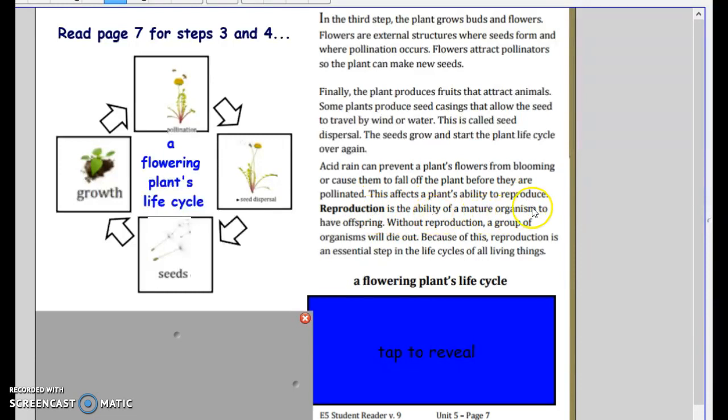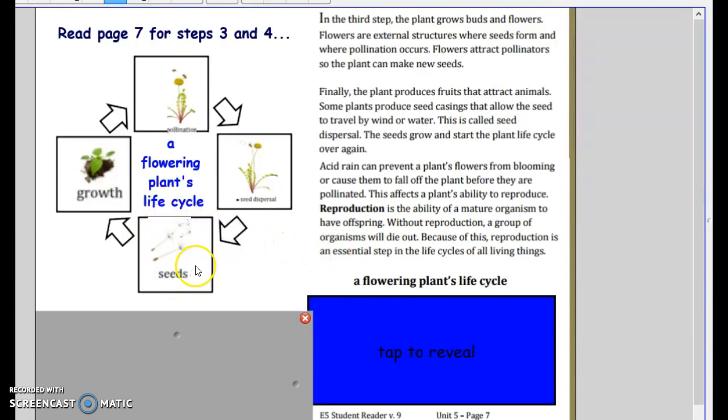Reproduction is the ability of a mature organism to have offspring. Without reproduction, a group of organisms will die out. Because of this, reproduction is an essential step in the life cycle of all living things.